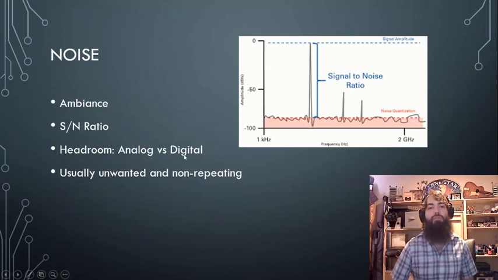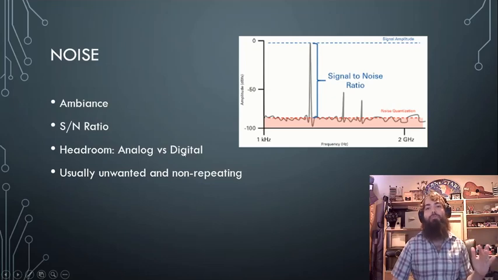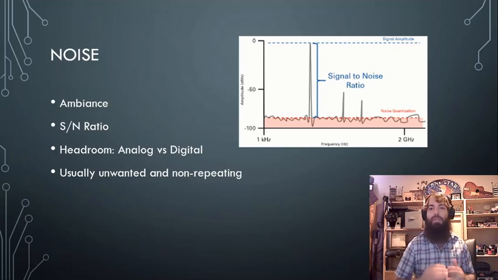Obviously, analog and digital have different headrooms. Digital, turns out, has a really high headroom. So you have to really get a loud signal in order for it to distort. So that means you can actually keep your signal really high above the noise floor, which is one thing why people really love digital so much.